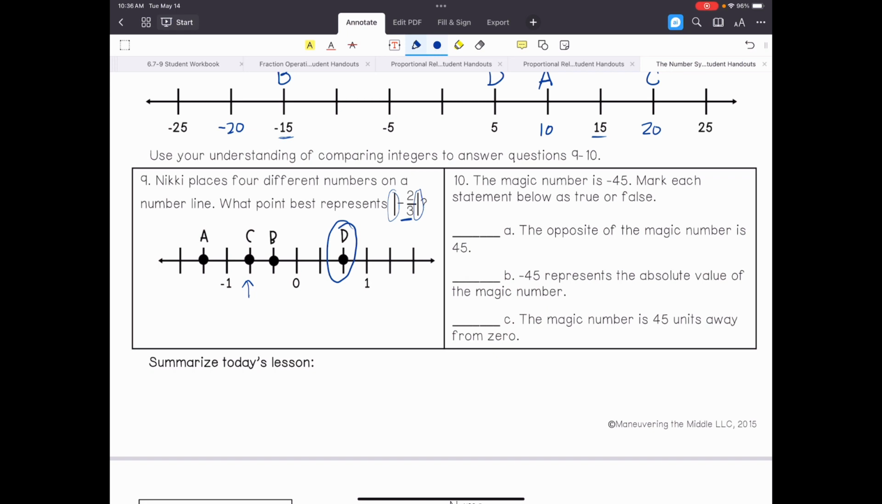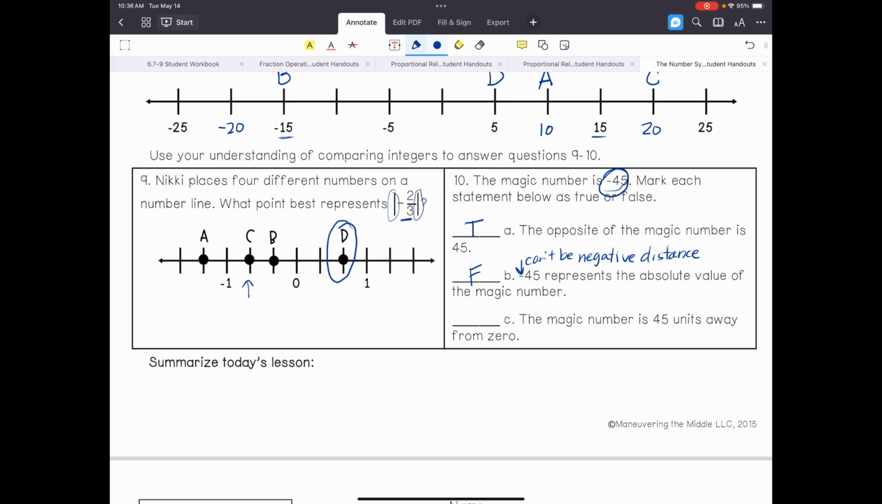Number 10, the magic number is -45. Mark each statement below as true or false. The opposite of the magic number is 45. I think that's true because the opposite of -45 is +45. -45 represents the absolute value of the magic number. That is false because remember, you can't have a negative distance. So negative 45 doesn't represent the absolute value because distance is positive.